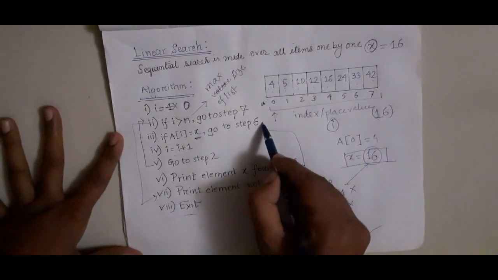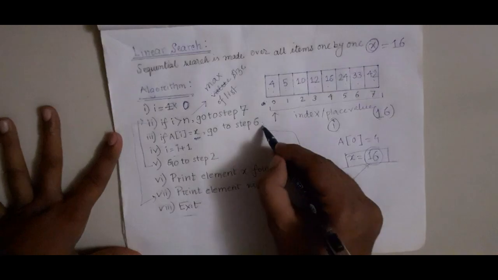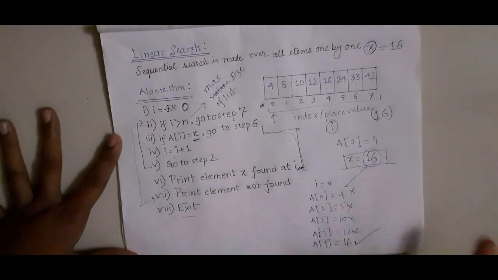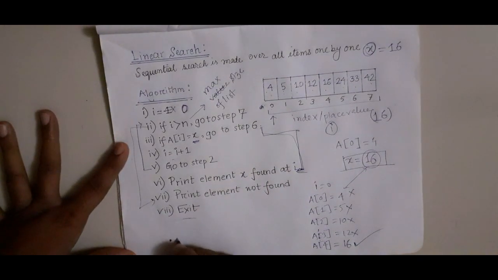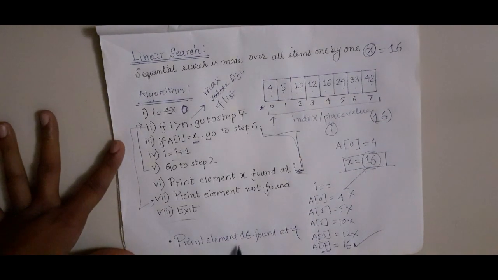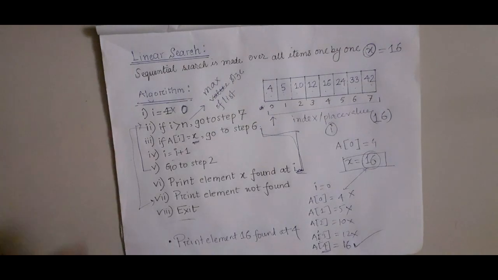Step 6 is which one? This one, right? We need to print element x found at I. So we need to write this one. Print element, in this case x is 16, found at the value of I is 4, right? Print element 16 found at 4. Then after that the execution, the exit part should be done.